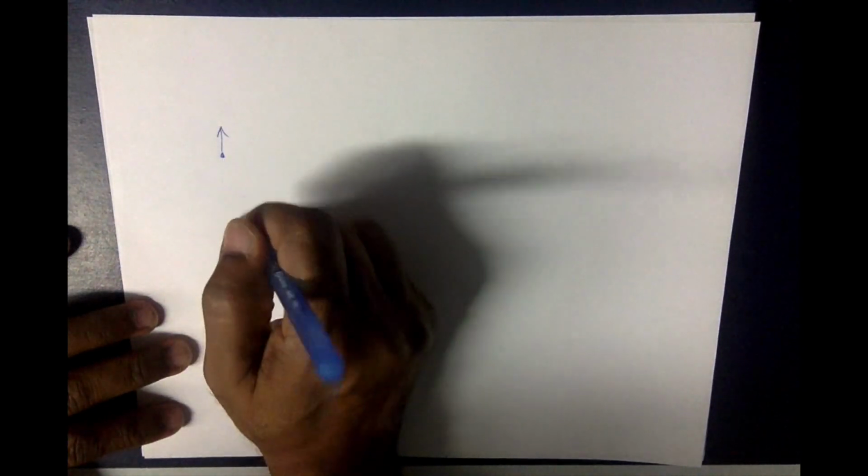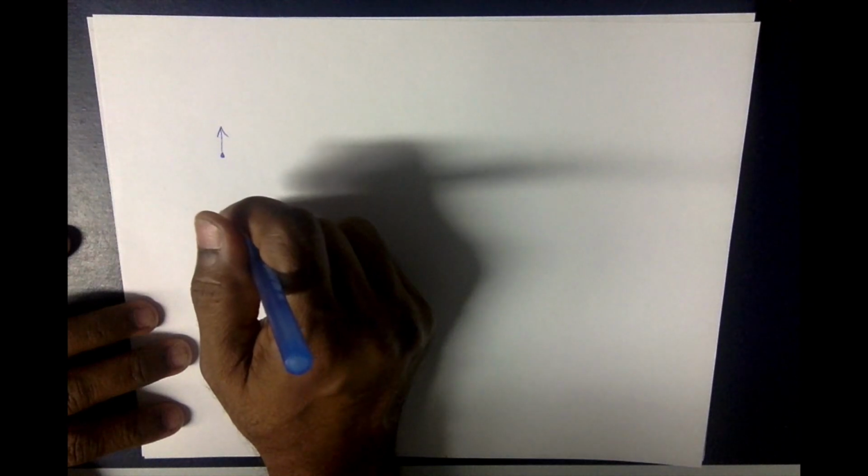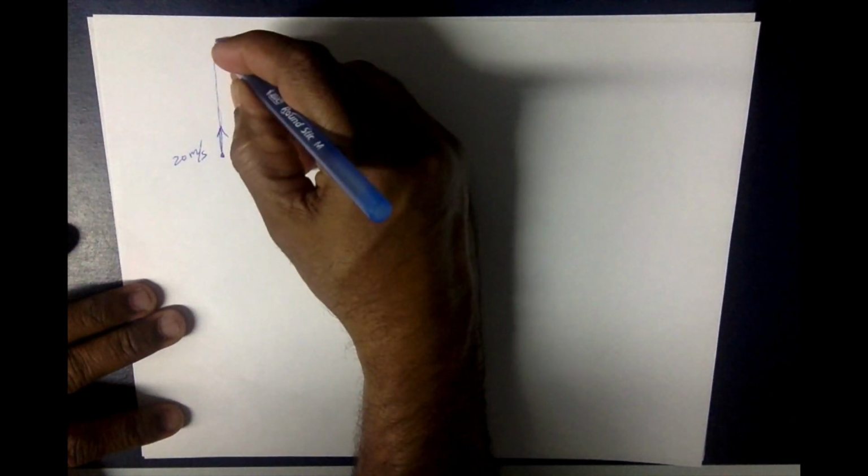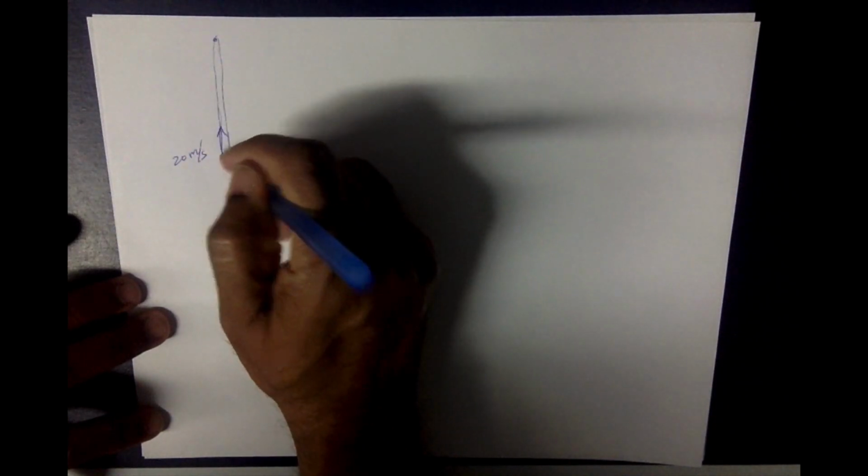Another example: if I'm going to throw something up with a speed of 20 meters per second, how high does it go? How high does it go before returning? Of course it has to come back. So how high does it go? Now the question is focused on between these 2 points. The initial point is here, and the final point is at the highest point.